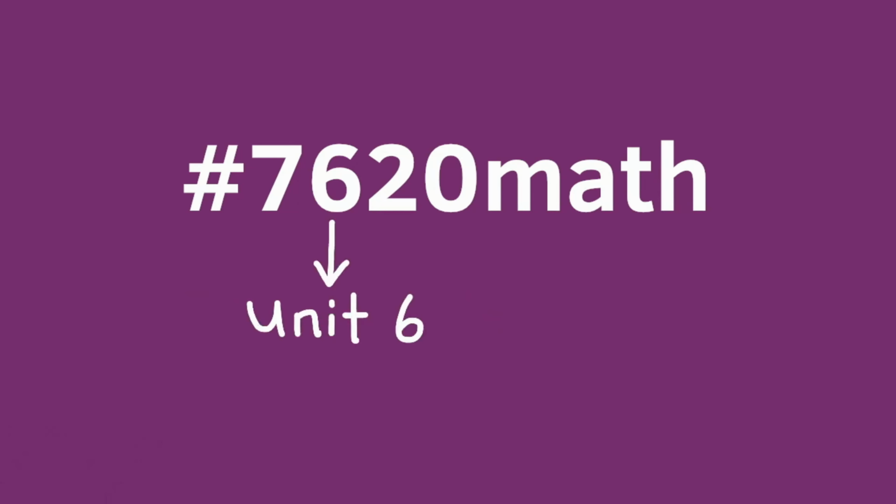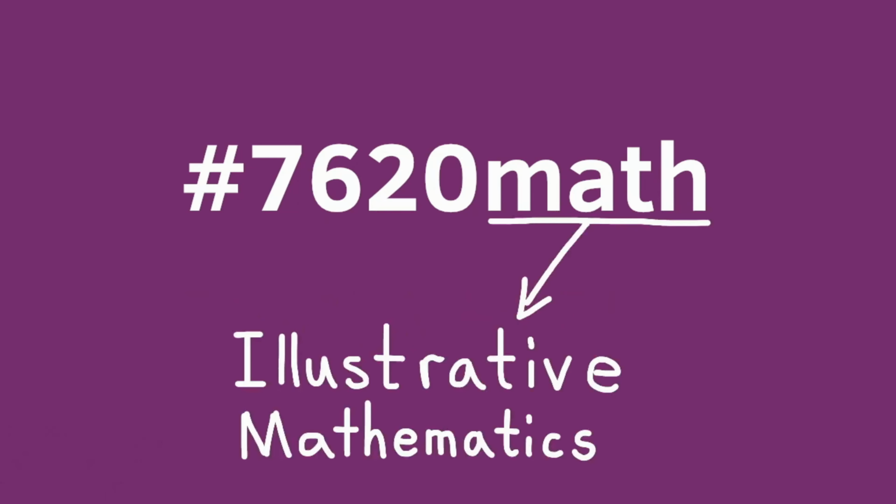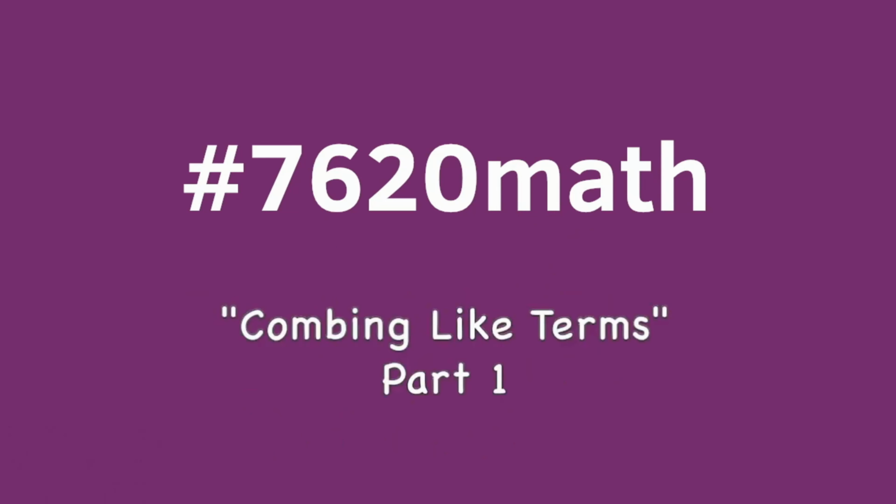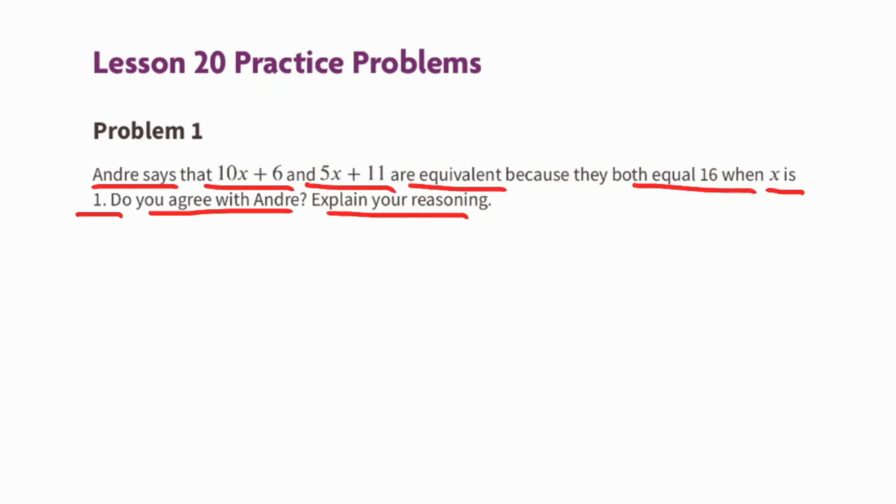7th grade, Unit 6, Lesson 20. Illustrative Mathematics. Combining like terms, Part 1. Problem number 1. Andre says that 10x plus 6 and 5x plus 11 are equivalent because they both equal 16 when x is 1. Do you agree with Andre? Explain your reasoning. Imagine x is 0.